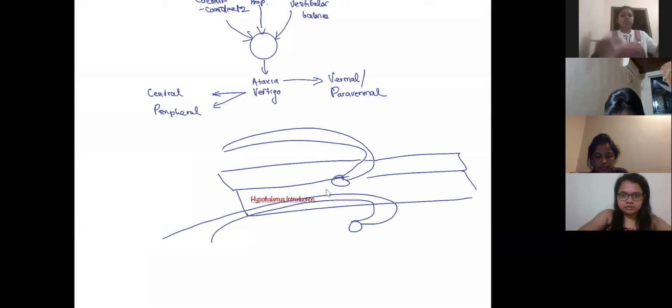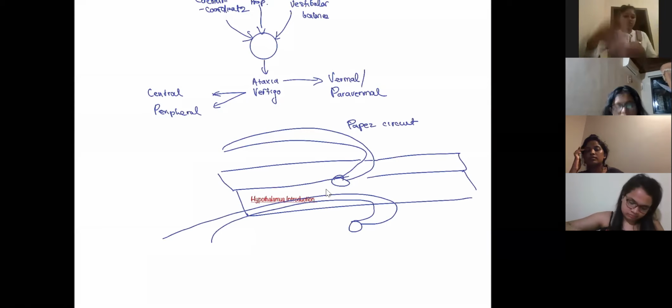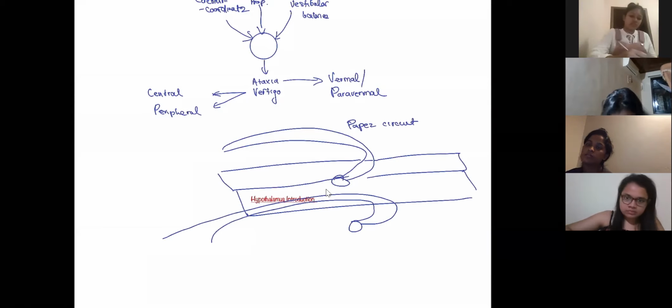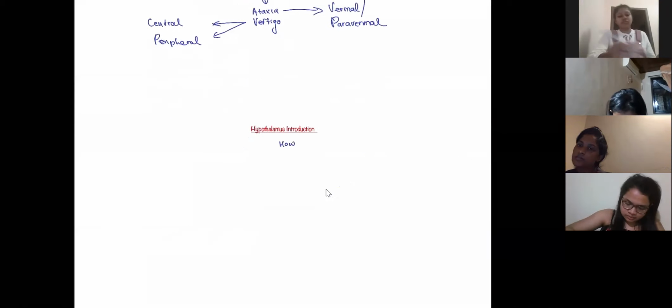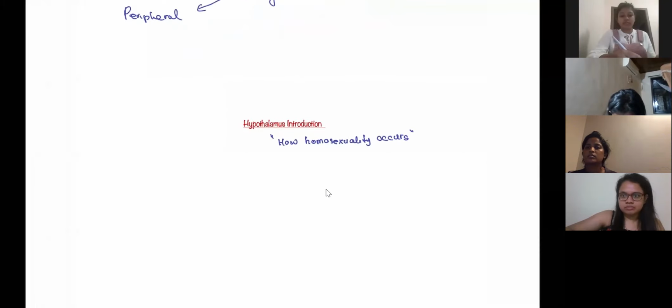Okay. Make sure you check the Papez circuit before the next lecture, because the next lecture is where I'm going to teach you how homosexuality occurs. This is actually related to the hypothalamus, and I will teach it in the next class.